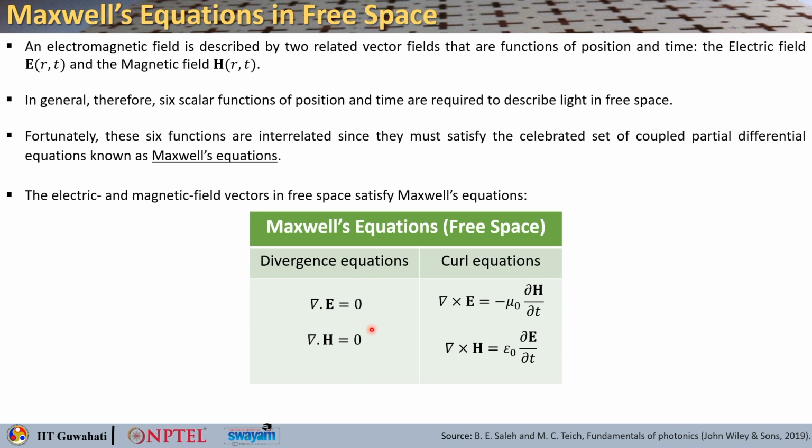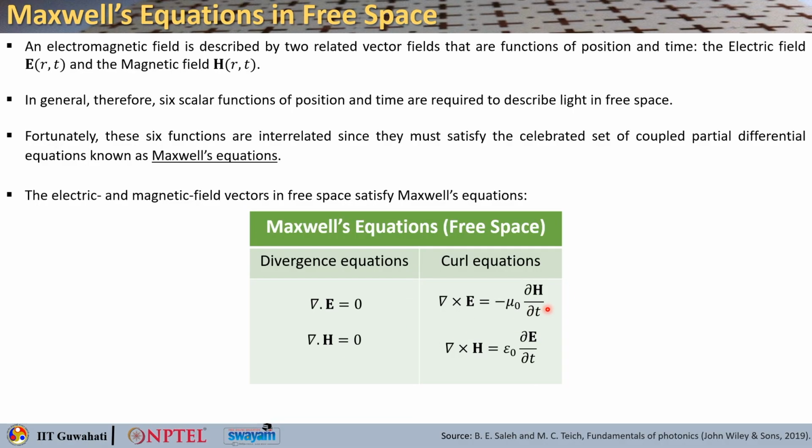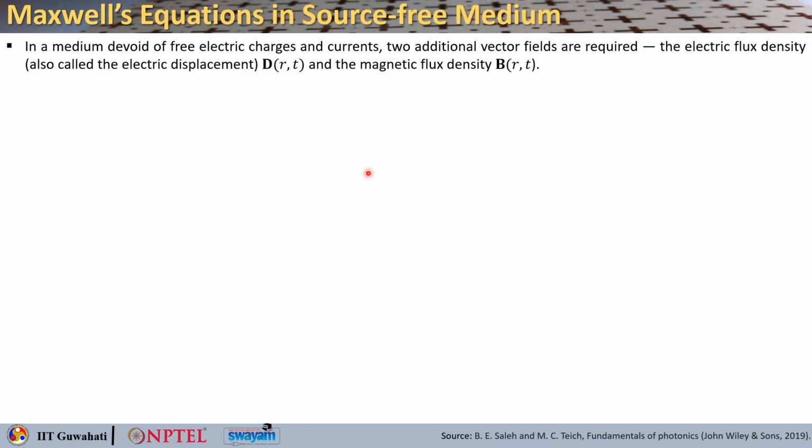So, you all know that there are 2 divergence equations and there are 2 curl equations. In free space, divergence of E is 0, divergence of H is 0, and these are the curl equations. So, curl of E equals minus mu naught dou H by dou t, and curl of H equals epsilon naught dou E by dou t. So, epsilon naught and mu naught are the vacuum permittivity and permeability, and you know the standard values. Now, how things change in a source free medium.